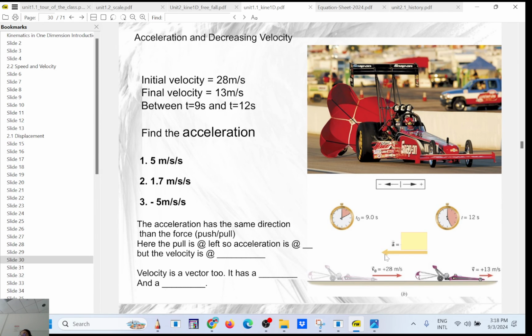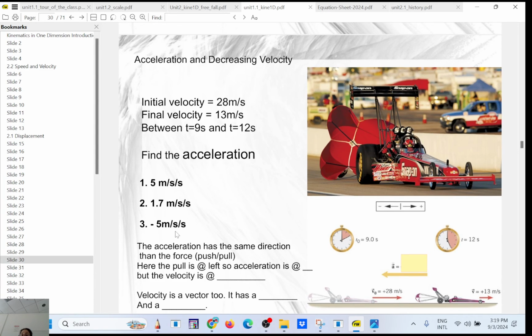Do you agree? Because of air resistance here and some friction there, it will be in the same direction as the force. Okay? So just apply the definition. Acceleration is final minus initial divided by the time elapsed. And you get, yes, -5. Do you all agree with that? If you have any question after, don't be shy. Okay, so -5 meter per second per second.